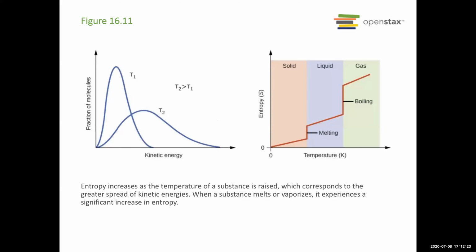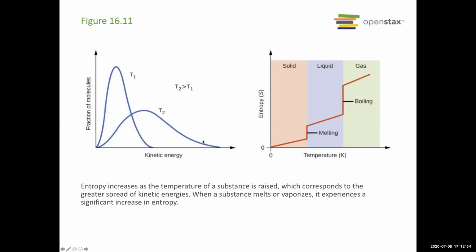So here's a graph that shows what's going on with temperature. In this graph, the y-axis is the number of molecules, you could say. The x-axis is the kinetic energy of those molecules. So at a low temperature, we have lots of molecules over a very narrow range of energies.